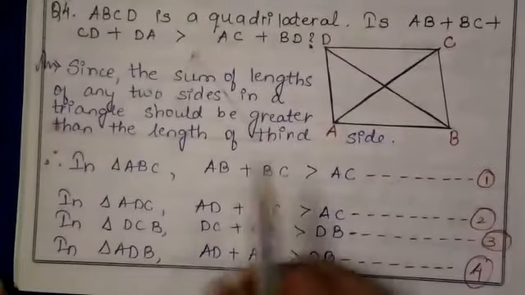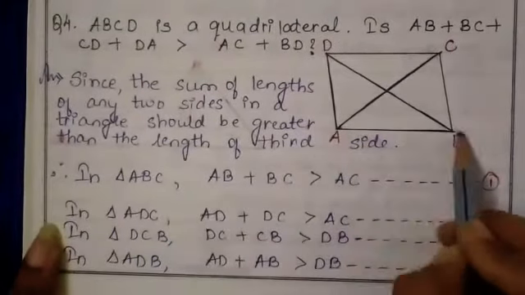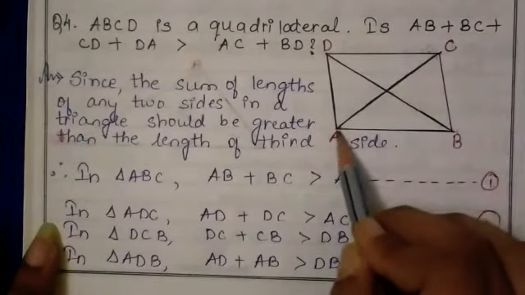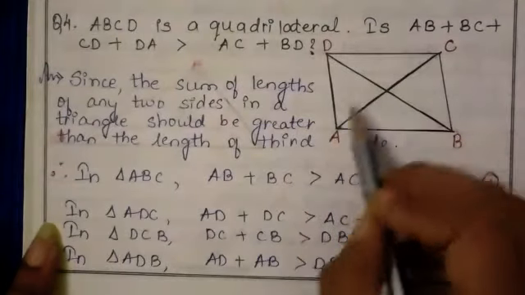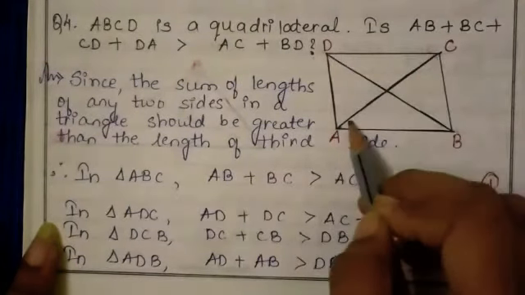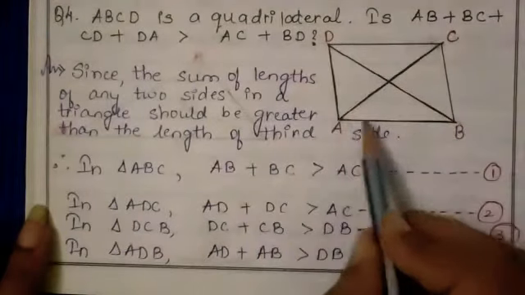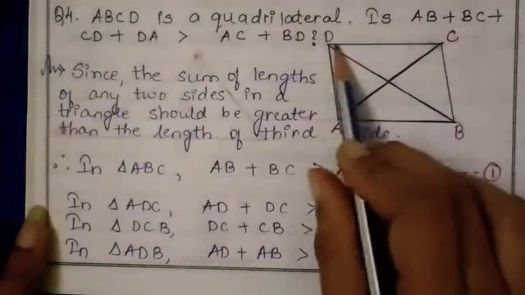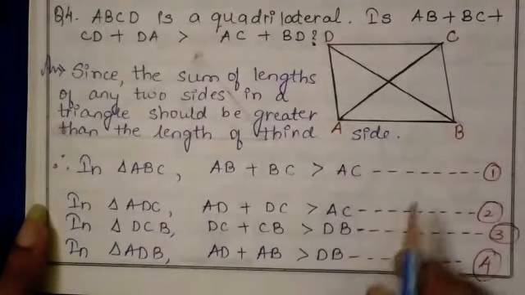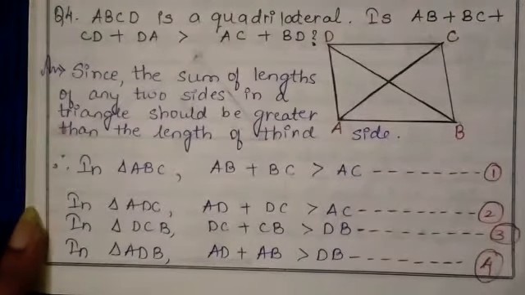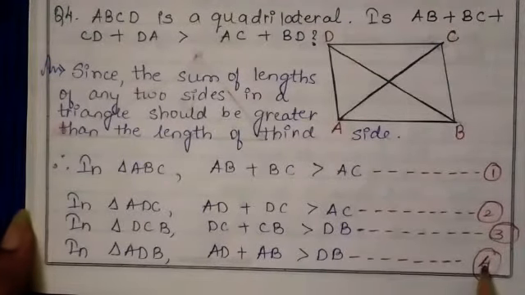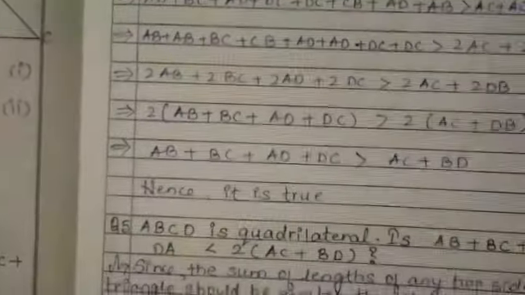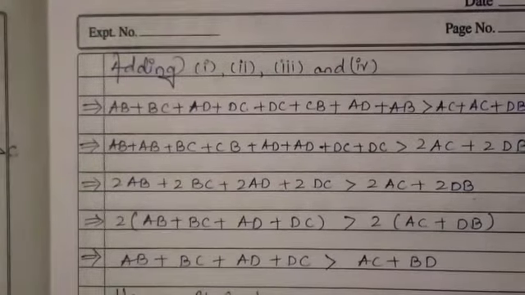So in triangle ABC, we can write AB plus BC is greater than AC. Similarly, in triangle ADC, we can write AD plus DC is greater than AC. Now for BD, we can write AB plus AD is greater than DB, and CB plus DC is greater than DB. All four cases I have written here, we mark as equations 1, 2, 3 and 4. Again, the same procedure: we have to add all these equations.